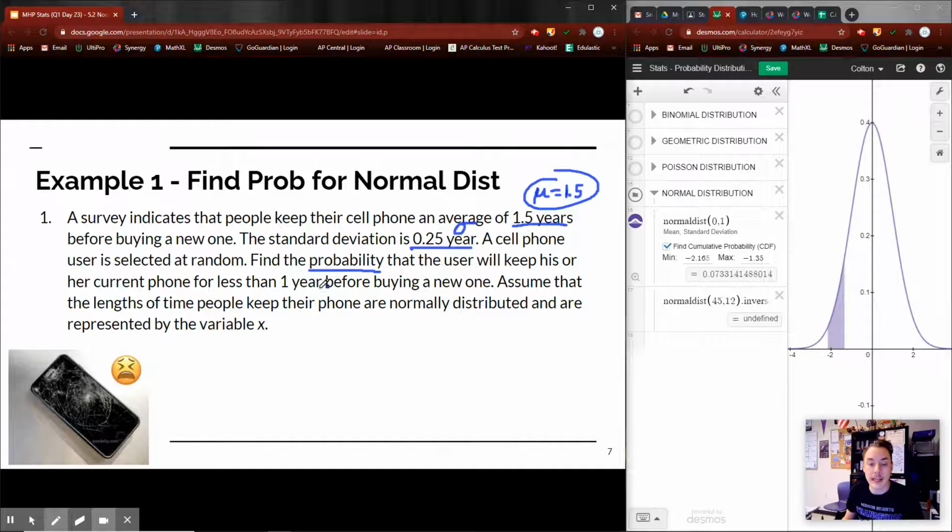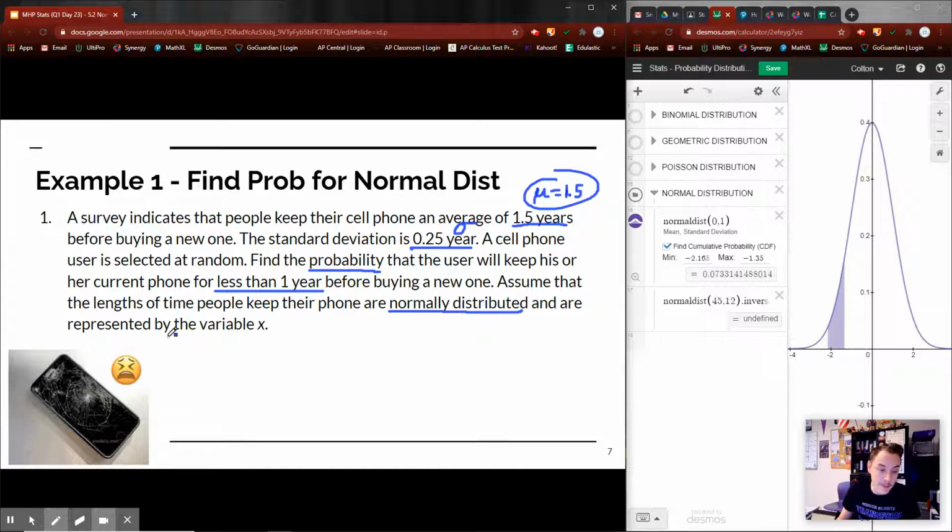That the user will keep his or her current phone for less than 1 year. Okay, that's very important before buying a new one. Assume that the lengths of time people keep their phone are normally distributed. Doesn't say standardized, which means we need to standardize it.